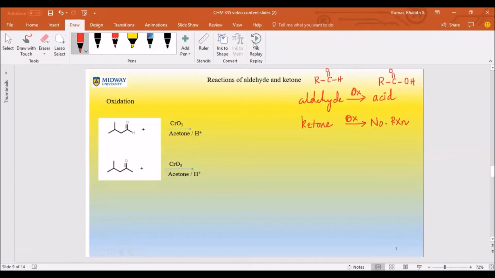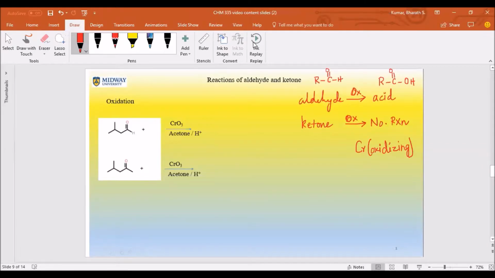So this is an oxidizing agent. As I said, anything with chromium is oxidizing. That's one way to remember it, because chromium is a powerful oxidizing agent. Derivatives of chromium is what I meant to say.